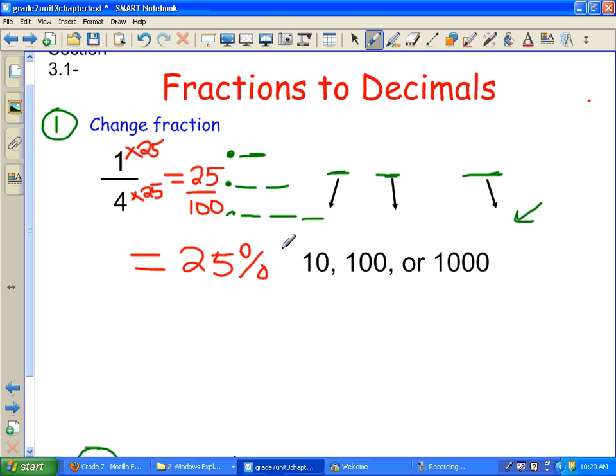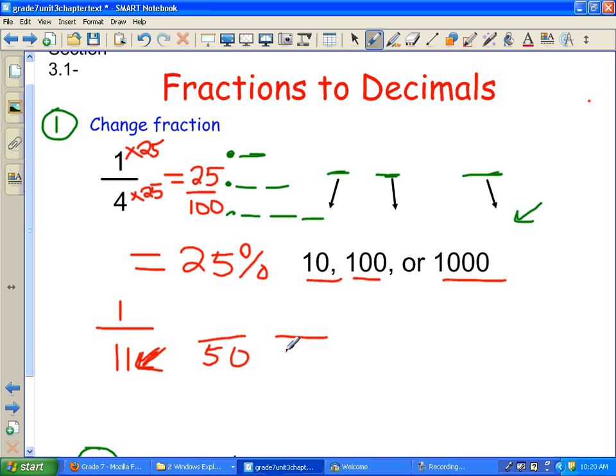So sometimes it's easy to make it out of 10, and then sometimes it's easy to make it out of 100, or sometimes out of 1,000. And so it's pretty easy to multiply it by something in this case. If I were given maybe 1 out of 11, that's going to be real hard to make this bottom number become 10, 100, or 1,000. Okay, so you'll have to do it a different way. But some numbers will go into 10, 100, or 1,000 real nice and easy. For example, if it was out of 50, all you'd have to do is double it.